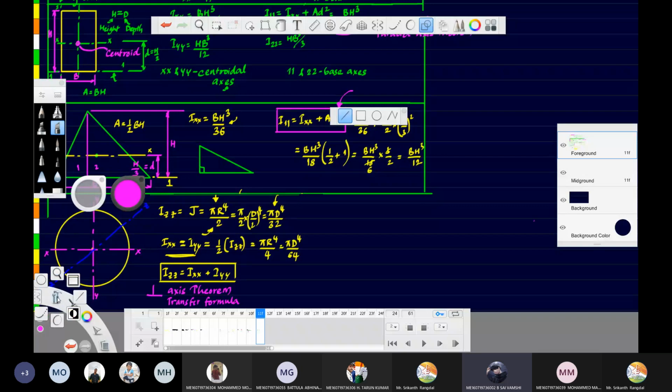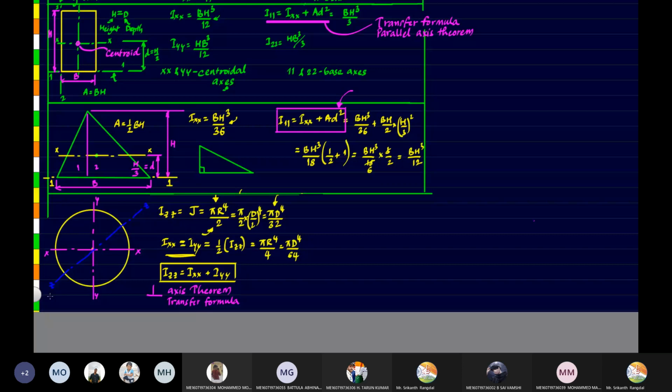Sir, can we use the perpendicular axis theorem for other figures also? Yes, definitely you can use it for other figures also. For example, if you have a rectangular beam and you are twisting it about this axis, then you have to find J. So J will be IXX plus IYY. J and IZZ are both the same, right? So either J or IZZ, whatever you want to find for twisting purposes, you have to find it as the sum of both. Clear?